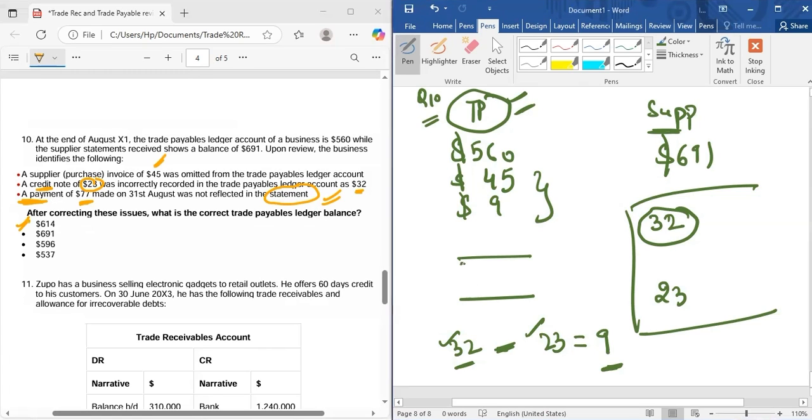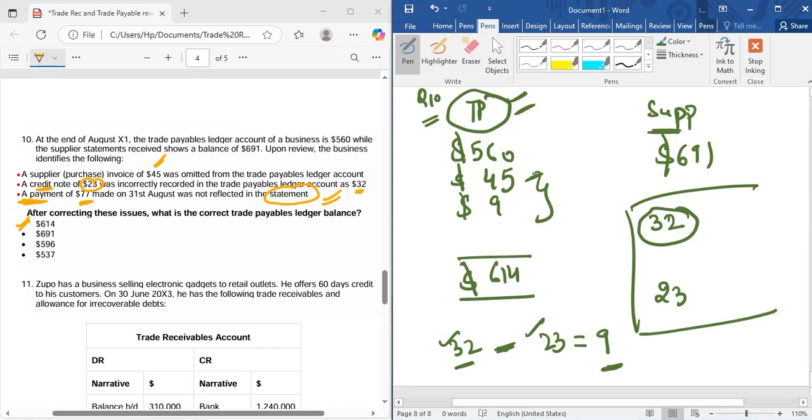Be very careful. In the previous question, we deducted this credit note amount because we did not record that amount. We fully did not record that amount. We thought that we have to pay that amount to the supplier, but in reality we had returned those goods, so that's why our trade payables had decreased.